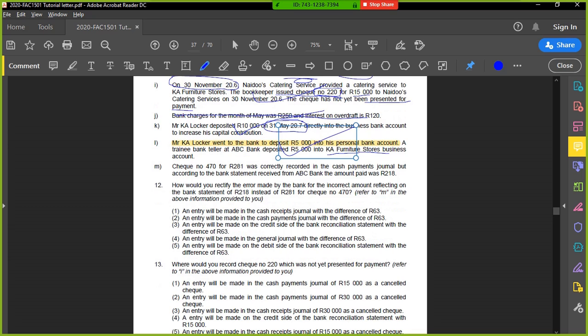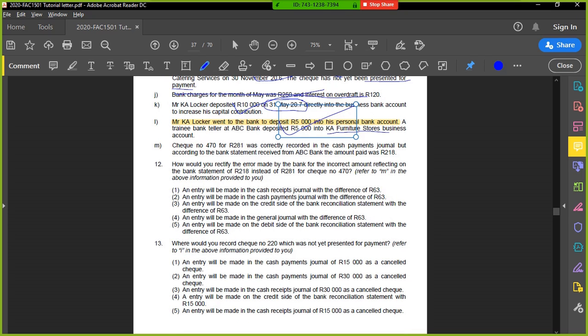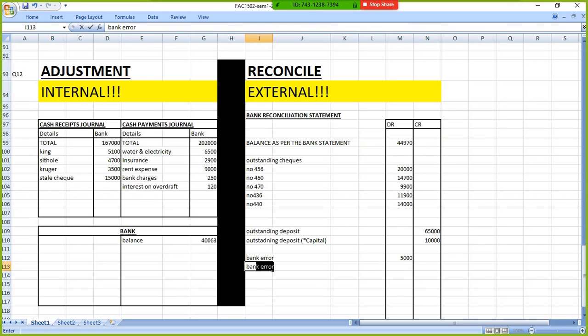Check number, the last one, check number 470 for 281 was correctly recorded in the cash payments journal, but according to the bank statement received from ABC Bank, the amount paid was 218. Who's correct? Oh, we are correct. Good. If we're correct, are we going to adjust? We're going to reconcile. Correct. There we go. Bank error again.